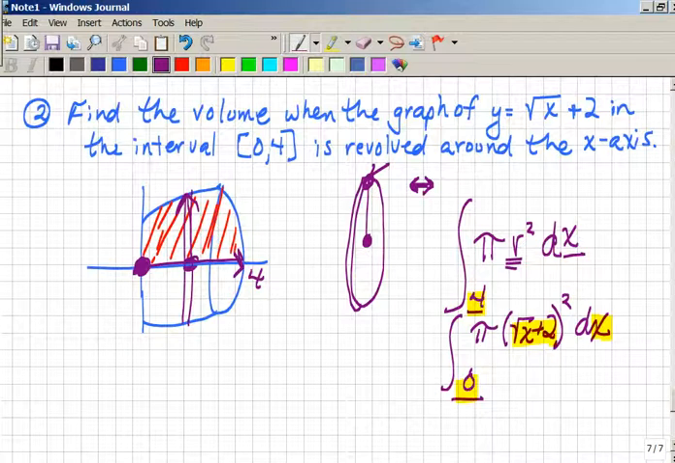Alright, to do the integral, again, kick pi out front. To simplify this a little bit, the integral from 0 to 4 of the square root of x plus 2, squared. I would probably FOIL that out, and we get x plus 4 radical x plus 4.